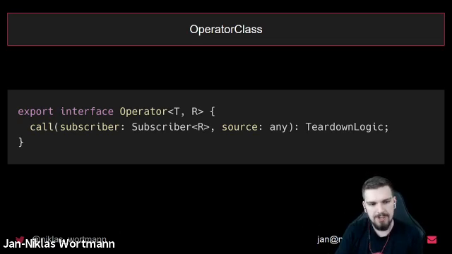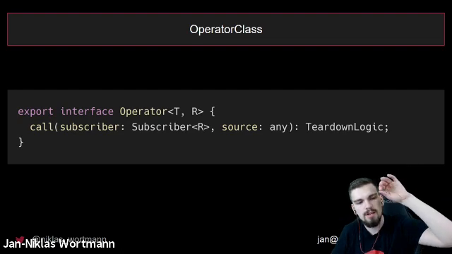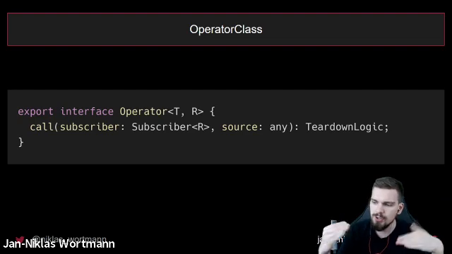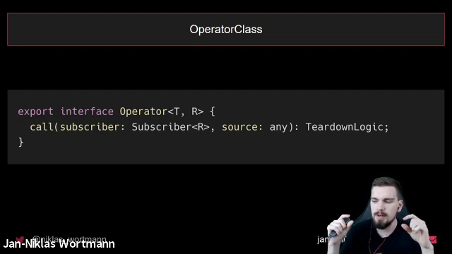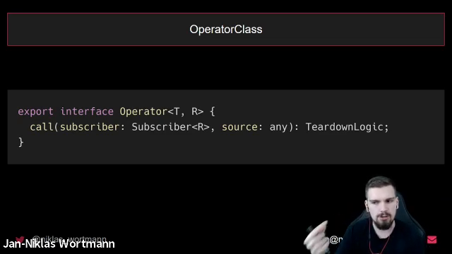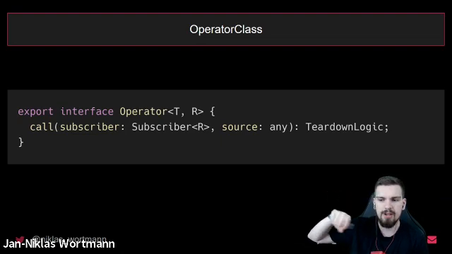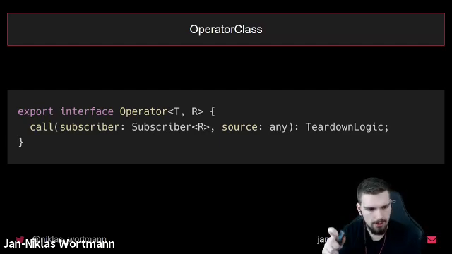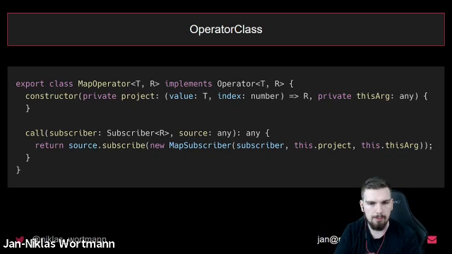In that call method, we pass a subscriber and return a teardown logic. Teardown logic is usually also what is implemented when you create a new observable instance on your own with new observable. There you have to specify a subscriber and you can return a teardown logic. This is the same. So let's take a look at the map operator implementation. It implements operator, therefore it has to implement that call method.